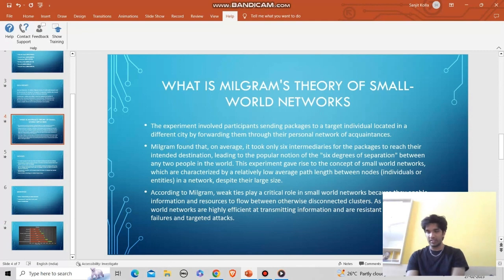According to Milgram, through this experiment, we learned that the basic weak ties between any two people play a huge role in small world networks because they enable information and resources to be transferred between these disconnected individuals. And as a result, these networks are also highly efficient and very resistant to failures.